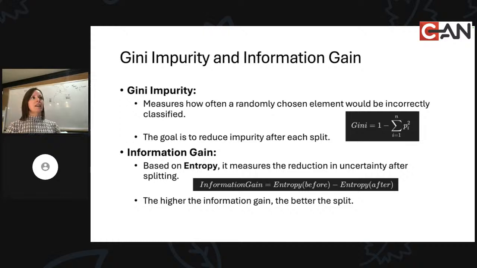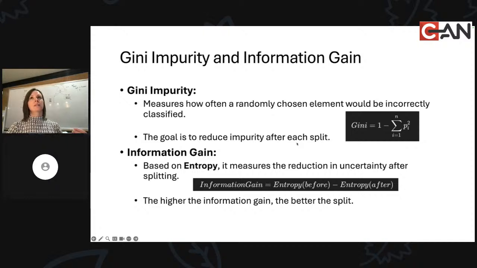Information gain is a reduction in the uncertainty after splitting, or a reduction in something called entropy. So entropy is the disorder in a system. And if we reduce that disorder, then we're gaining more information. So that's information gain.